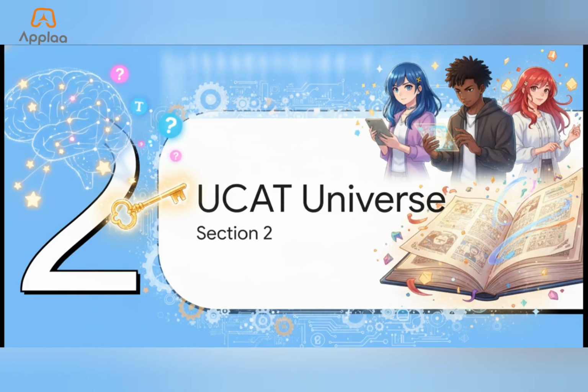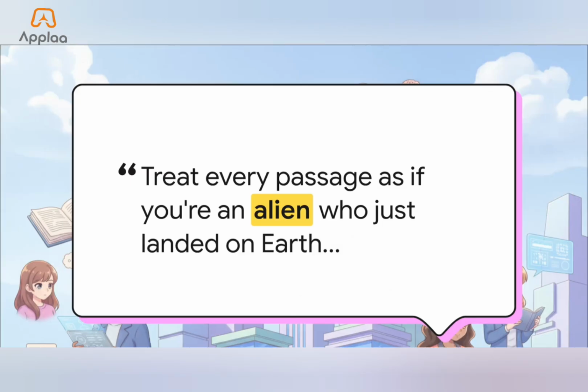Moving right along to part 2, rules of the UCAT universe. To fix our reading mistakes, we need to completely redefine the baseline rules of true, false, and can't tell. I really want you to adopt this quote as your golden rule. For the 22 minutes of this section, treat every single passage as if you are an alien who just landed on Earth, and you know absolutely nothing except the words printed right in front of you.